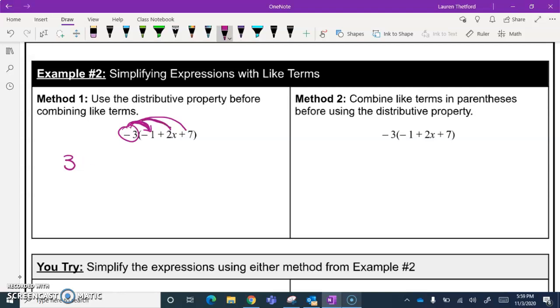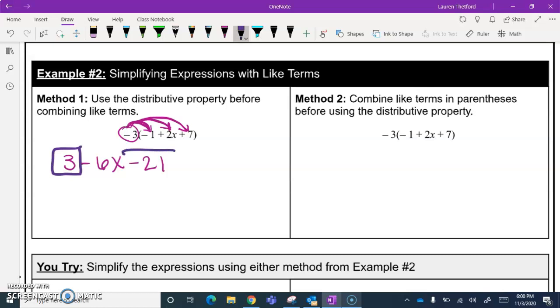-3 times a +2 is -6x. -3 times a +7 is -21. So now we're going to combine like terms.